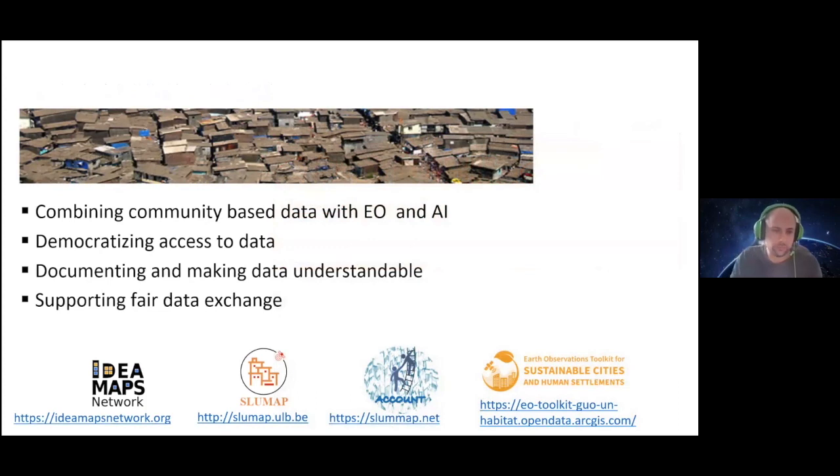So to finalize this, there are some nice links that you are very welcome to check. Probably they will help you understand a bit more of what I'm talking about. And some closing thoughts on combining community-based data with EO and AI to democratize access to this data, to document it and make it understandable so it can be used by the locals, who will also be more motivated to help us collect data, and of course to support fair data exchange in all of these matters.